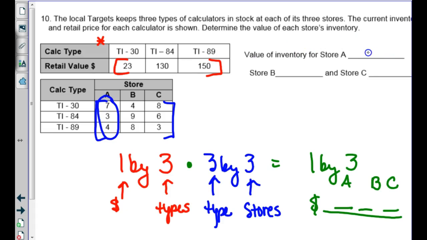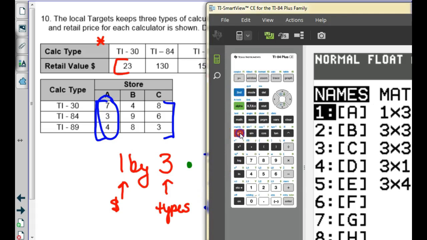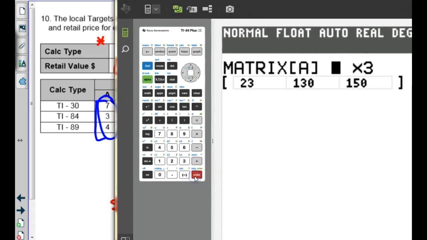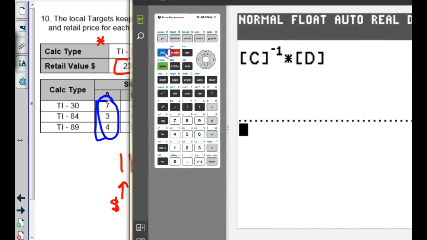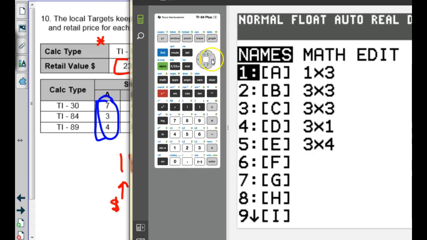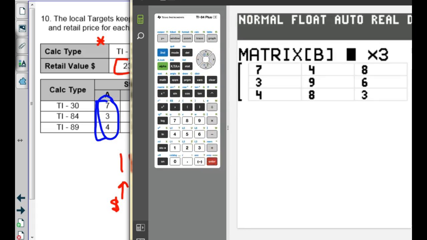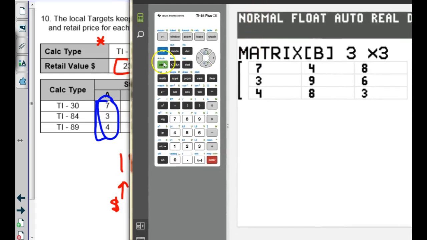Okay, so don't get this wrong, because you don't know what they're talking about. All right, if we do put them in, we have to go to Matrix, over to Edit. We said we're going to put the first one in as what size? 1 by 3. Okay, and it was 23, 130, 150. Then we quit and we go back in, go over to Edit and down to another matrix. I put it in B, and it's a 3 by 3 of the number of calculators, which I hope I have in right. I think so.